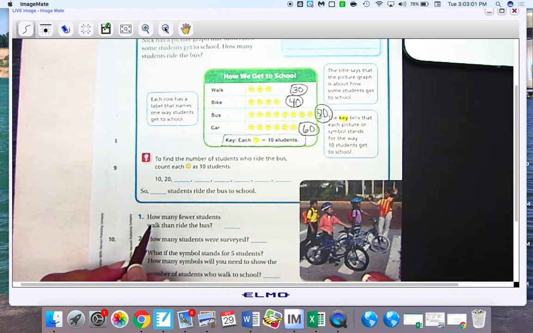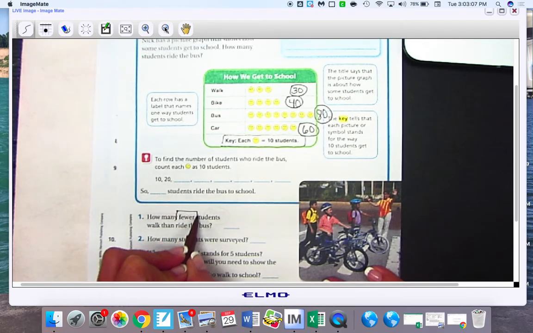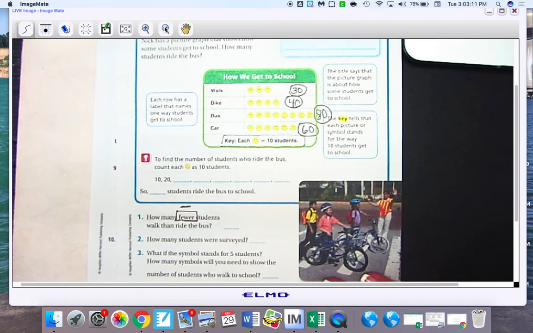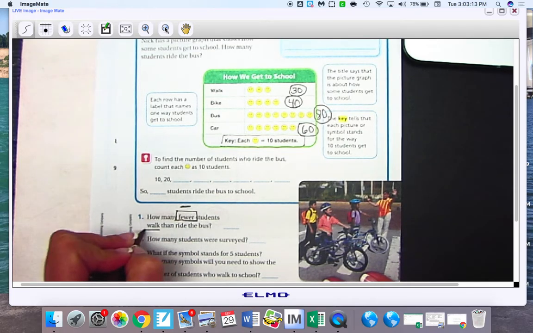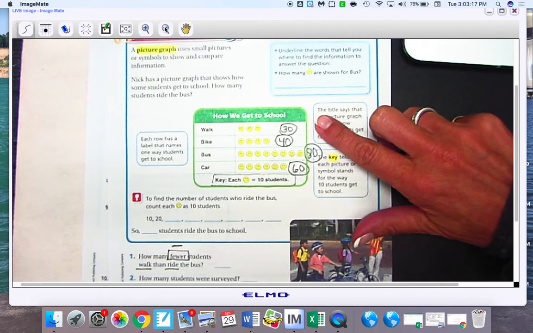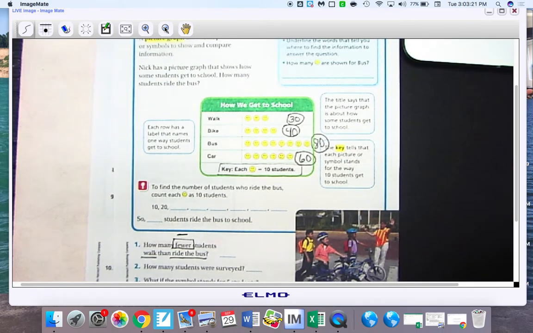Number 1 says, how many fewer students walk than ride the bus? Fewer means less. That means I need to subtract. I'm looking for a smaller number. And it wants me to compare walk and ride. Oh, I got to go ride the bus. A minute there, I was like, oh, are they riding a bike, bus, or car?